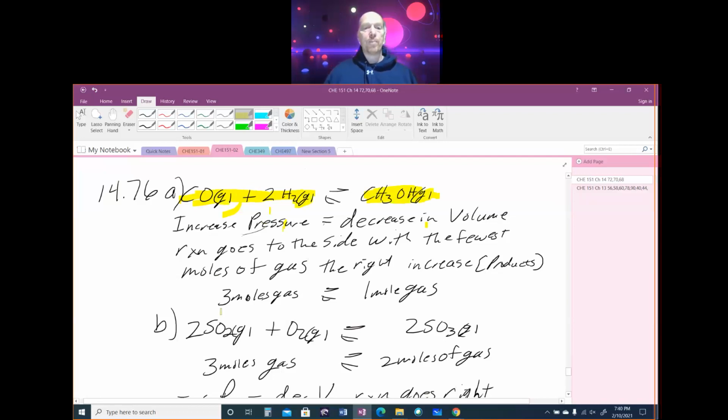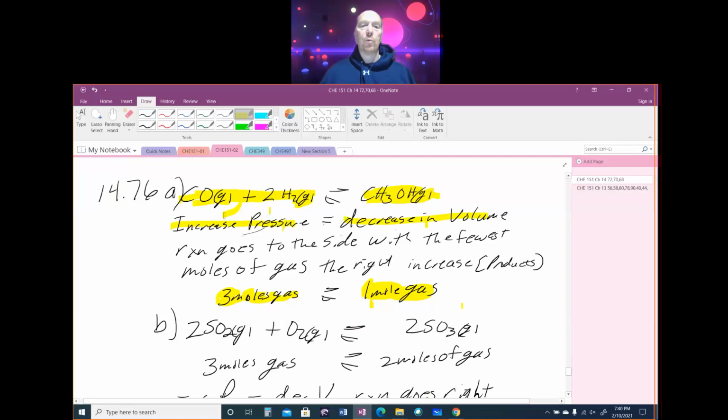So we see we have 3 moles of gas on the left. We have 1 mole of gas on the right. If we wanted to calculate delta N, it would simply be 1 minus 3, products minus reactants. But we know that if we have a very small volume, it is going to go to the side with the fewer moles of gas. So a small volume would be an increase in pressure.